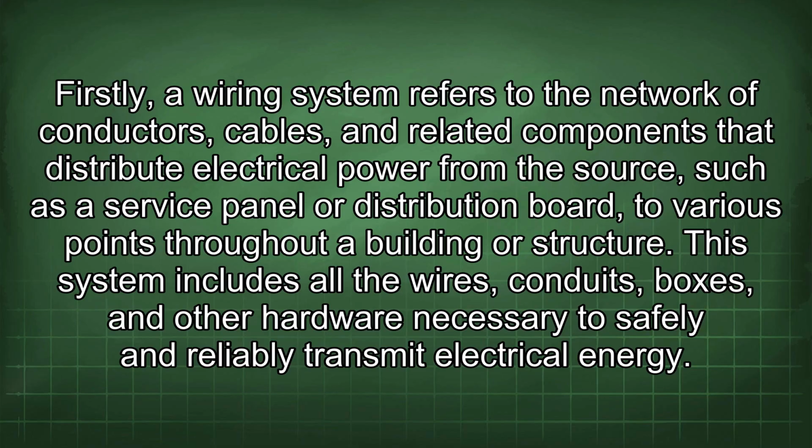Firstly, a wiring system refers to the network of conductors, cables, and related components that distribute electrical power from the source, such as a service panel or distribution board, to various points throughout a building or structure. This system includes all the wires, conduits, boxes, and other hardware necessary to safely and reliably transmit electrical energy.